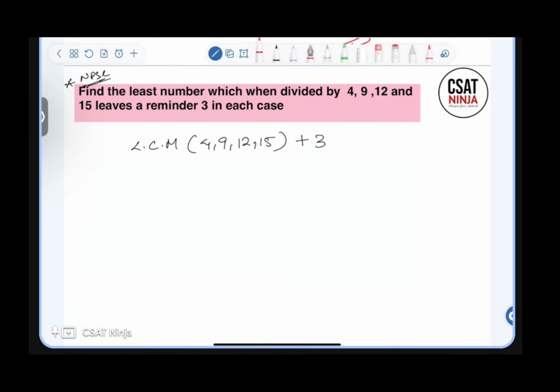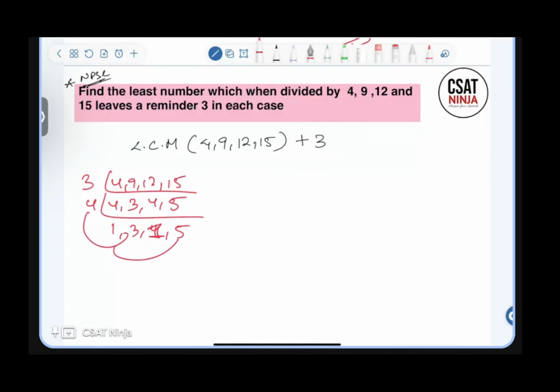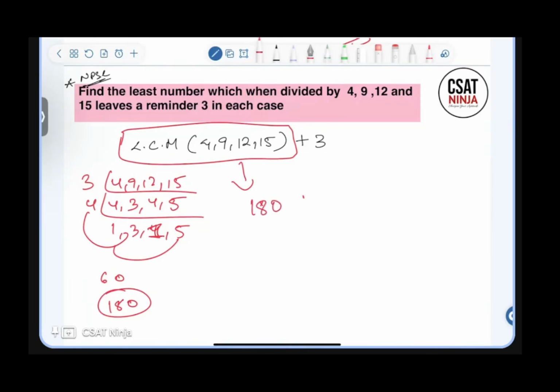So let us find the LCM of 4, 9, 12, and 15. I'll start with 3. 3 3s are 9, 3 4s are 12, 3 5s are 15. I'll go with 4. 4 1s are 4, 4 1s are 4, and 5. So if I multiply this, 4 3s are 12, 12 5s are 60, 60 3s are 180. I'm not going into detail regarding finding the LCM because we have discussed a lot. The LCM is 180 plus 3, which is equal to 183.